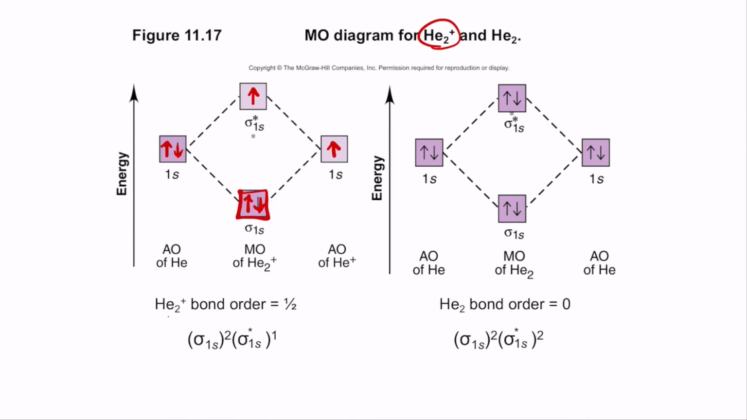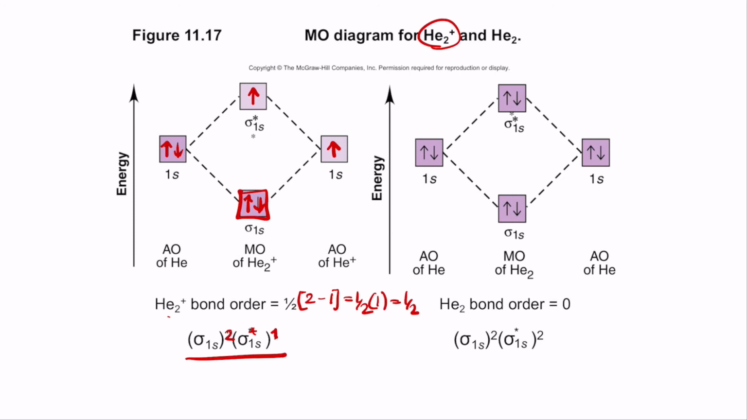So when you calculate the bond order for this, we have half of 2 minus 1, which is half of 1, so it is going to be half. When you write the structure, we write half 1s, sigma 1s squared, and sigma 1s star. The star signifies that it's anti-bonding, so power 1.